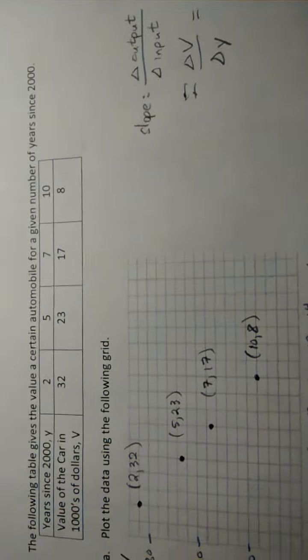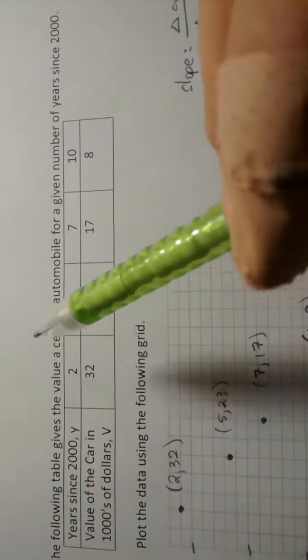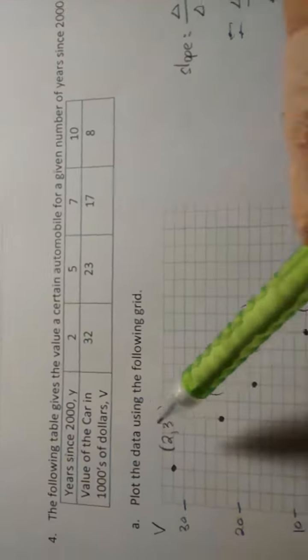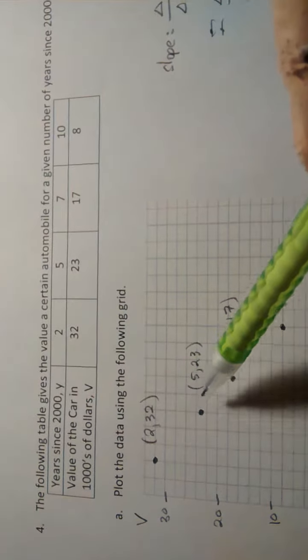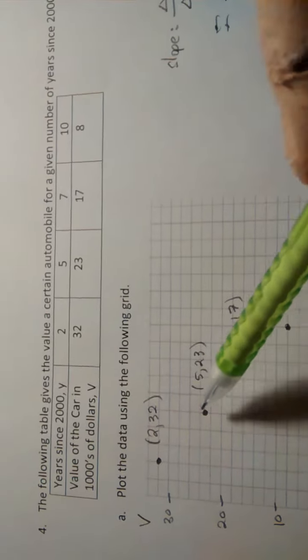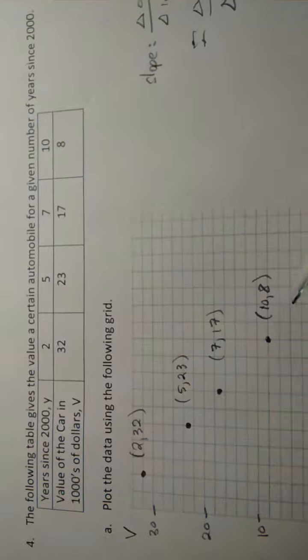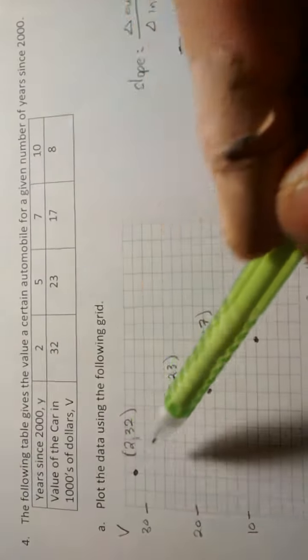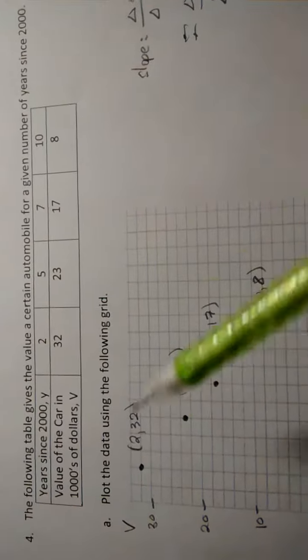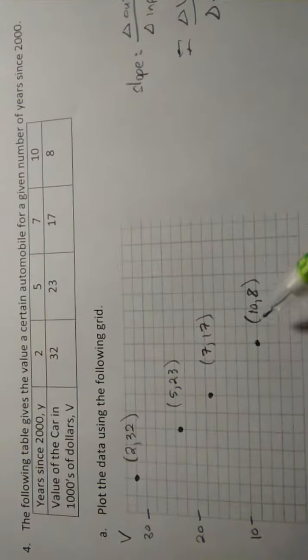So the question now is, which pair of points do we use? Well, I want you to see here that this slope is consistent over any pair of points we use, so it doesn't matter what pair of points we use here. Apparently, anyway.